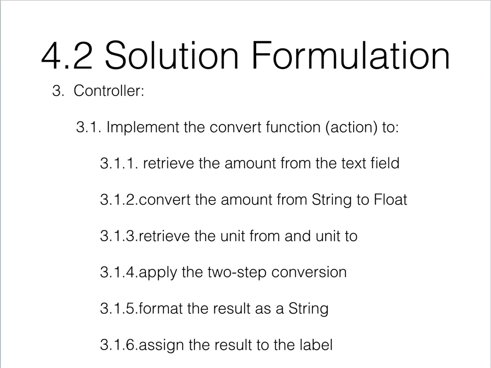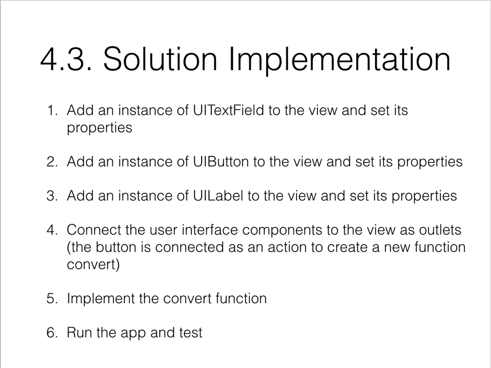Kind of a reverse of what we did when we used the titleForRow function in the previous iteration. Then after we figure out the unit from as a string, the unit to, and the amount, we apply the two-step conversion, format the result as a string, and assign the result to the label.